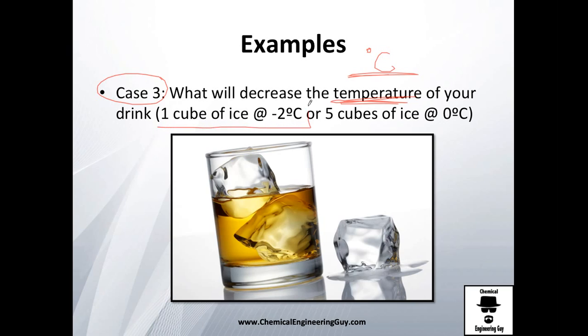1 cube of ice at -2 Celsius, or 5 cubes of ice at 0 Celsius. So if I love low temperatures, I should choose this one, because maybe this is going to get to -1 Celsius. And even though I have a lot of ice cubes, this will never go down. The minimum will be 0 Celsius.